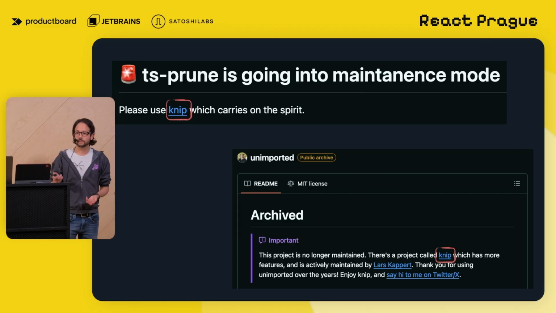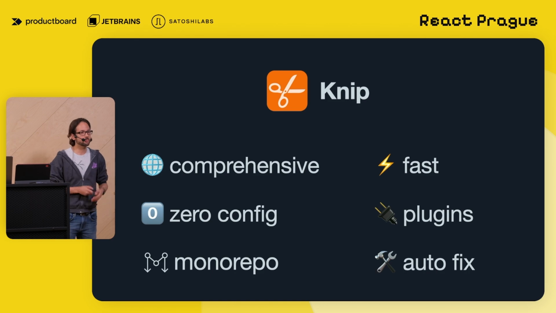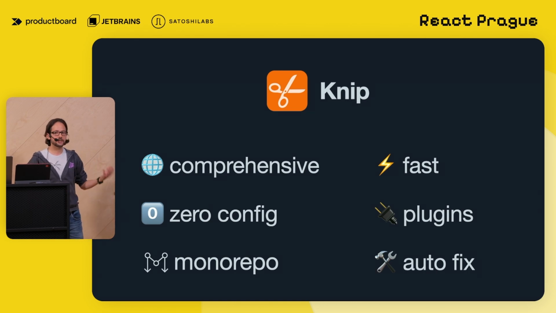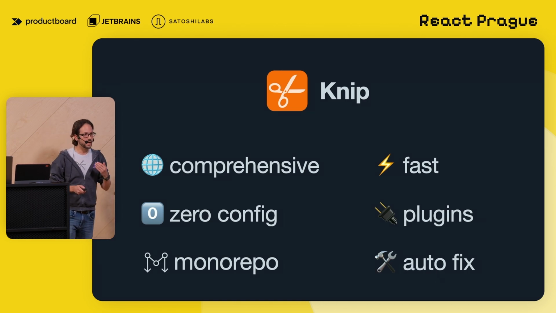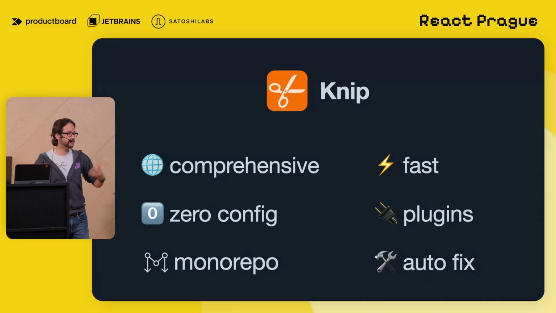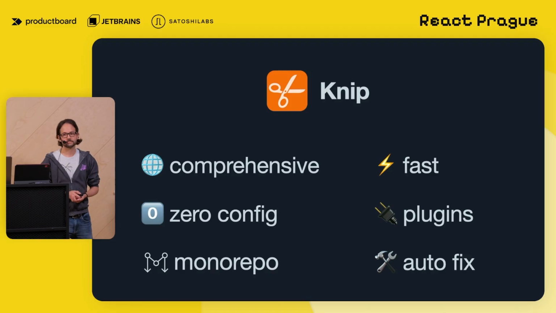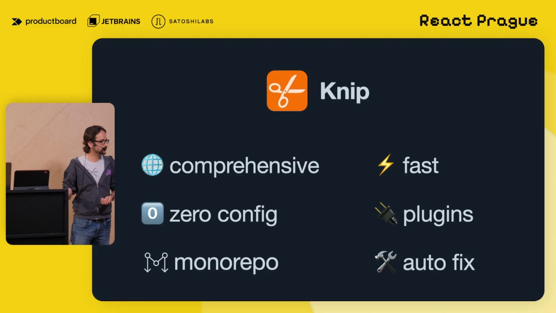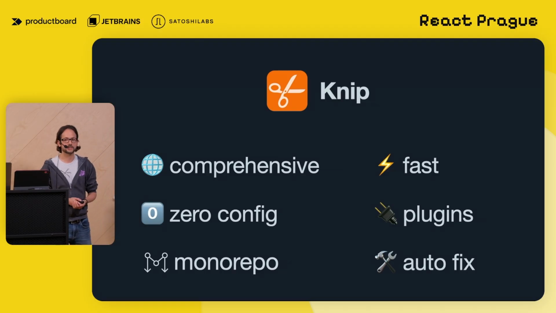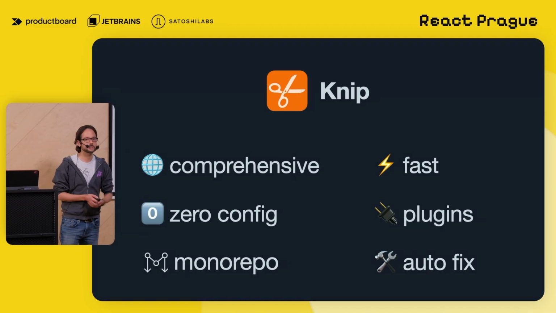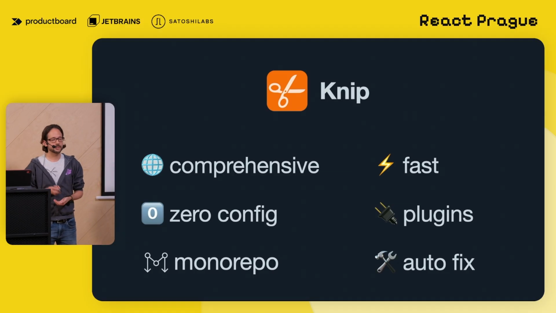So what is Knip? Well, Knip is a comprehensive tool to statically analyze your code for unused files and exports and even dependencies, and it then reports them to you so that you can remove them. It is quite fast on the Sentry code base, which has around 1 million lines of code. It takes about 10 to 15 seconds. It tries to be zero config, even though in any real-world application you will probably need a bit of configuration for it. And it has a lot of plugins and also support for monorepos and autofixing.